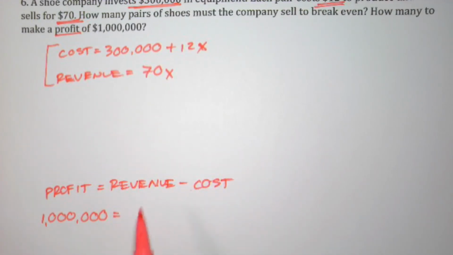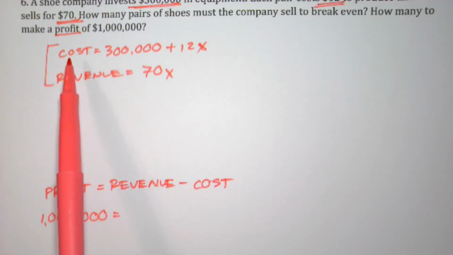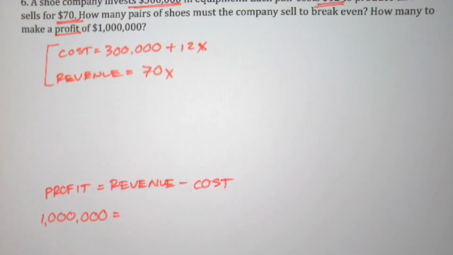Well, we can do that by finding the difference of our revenue and cost. So I'm going to have you give it a pause and do what you can to interpret what it's asking for, right? The break even, when cost and revenue are equal, and then use those two from that system to find when we're going to hit a profit of $1 million.